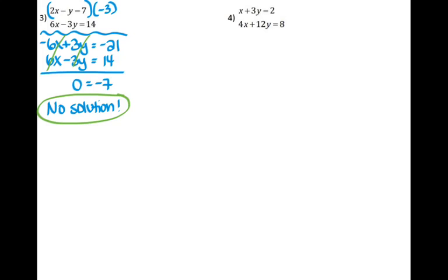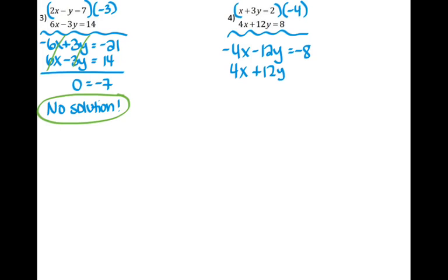For number 4, I'm going to go ahead and eliminate my y's. So to eliminate my y's, I'm going to multiply my first equation by negative 4. That way I get a positive 12 and a negative 12. So I have negative 4x minus 12y equals negative 8. My second equation I didn't do anything with. And let's go ahead and combine. So your x's cancel, your y's cancel, and look at that, your 8's also cancel. So that leaves you with 0 equals 0. Well, does 0 equal 0? Of course it does. So that means you have infinite solutions.